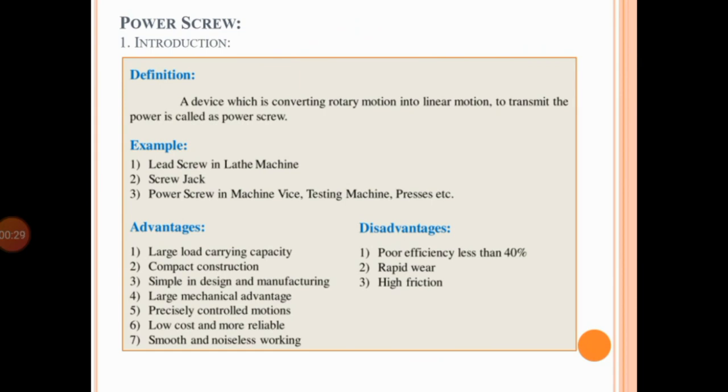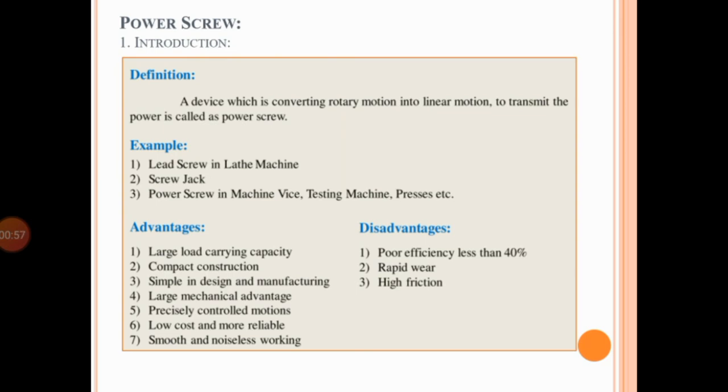See, the term power screw, we have seen and heard a number of times, something that we use for fastening tables, chairs, doors and hinges. We have frequently used the term screw. But in mechanical engineering, a power screw has a little bit different meaning from what we use for our regular purpose.